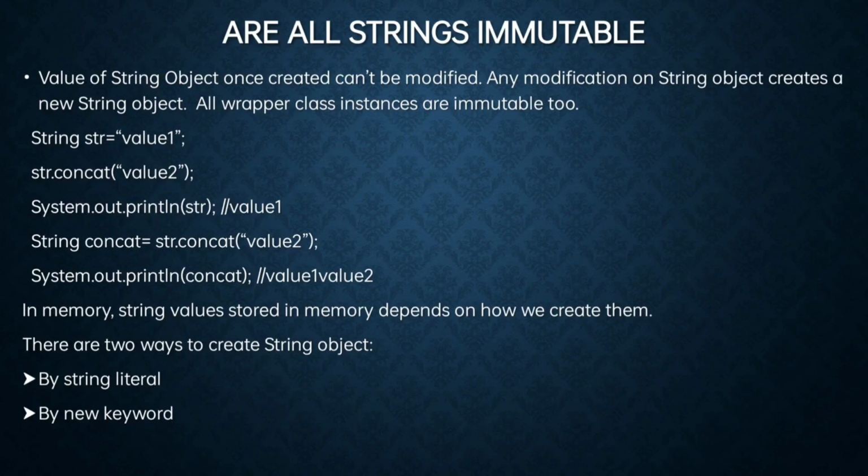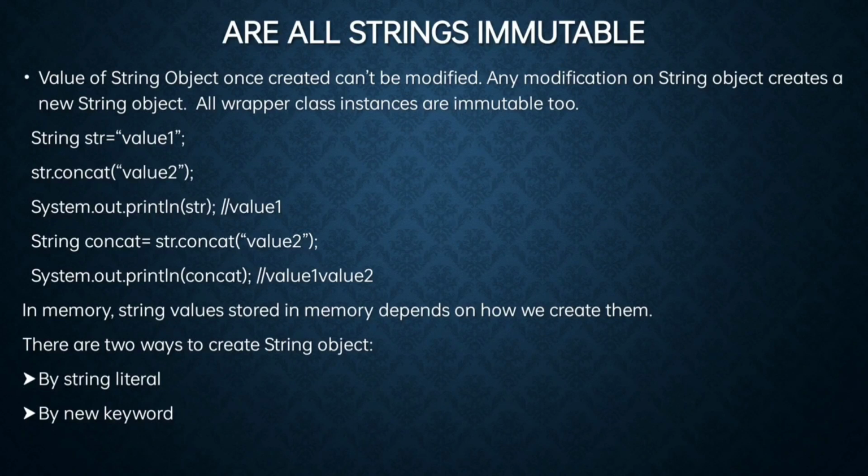System.out.println. When we are trying to print the string, what will it give? It will give us value1 only. So let's try String concat = str.concat("value2"). So what will be the answer? When we are printing concat, it will give us value1value2.